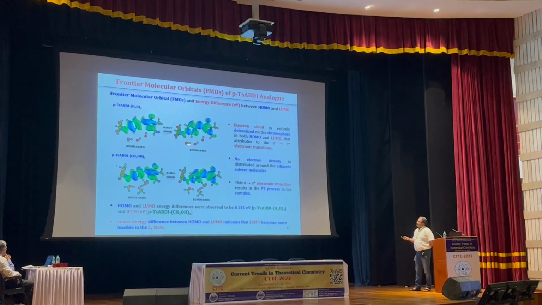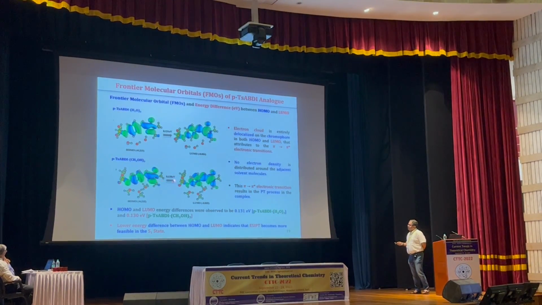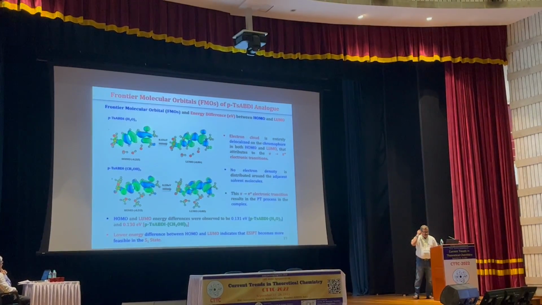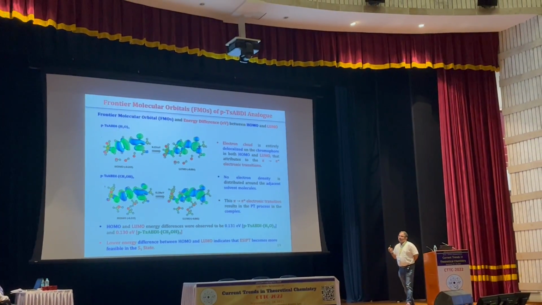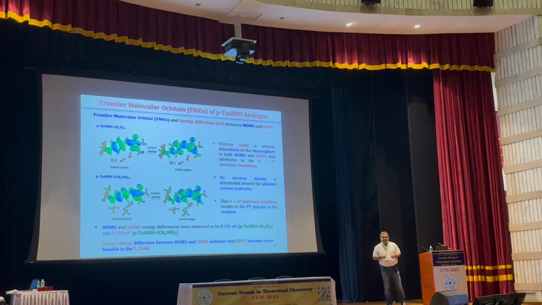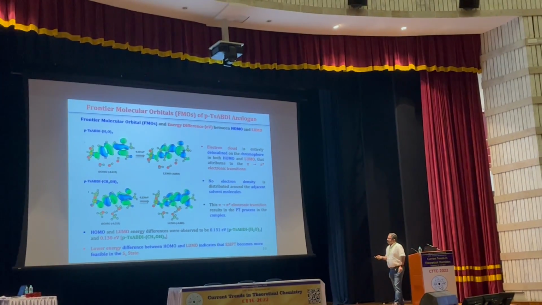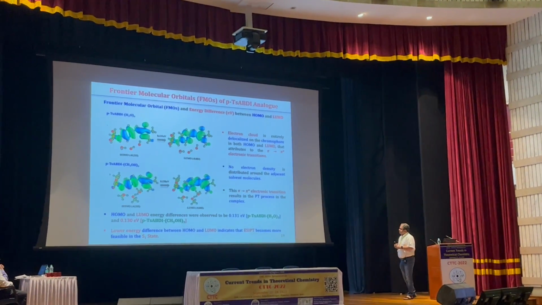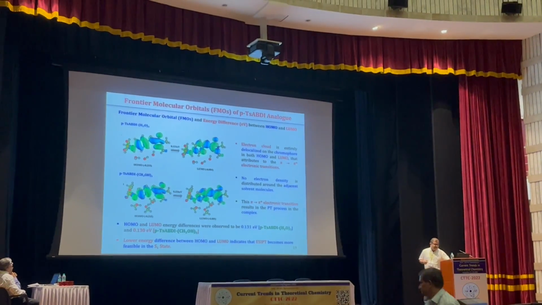And if we take the difference between HOMO and LUMO, these values are 0.131 and 0.130 eV respectively. So what does it mean? These values are small in comparison to the ground state. So this means there is again more likelihood that a proton transfer process may be possible in the excited state.